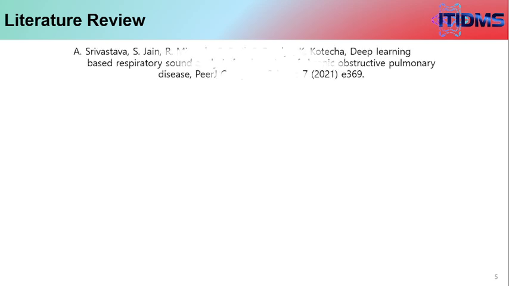So let us talk about the current researches based on these diseases. In the first paper titled Deep Learning Based Respiratory Sound Analysis for Detection of Chronic Obstructive Diseases, a convolutional neural network has been applied for the detection of such diseases through respiratory sounds. The deep learning technique applied in this paper has an accuracy of 93%.